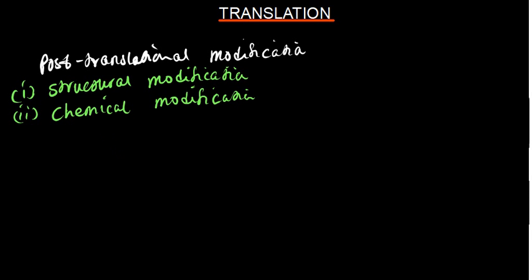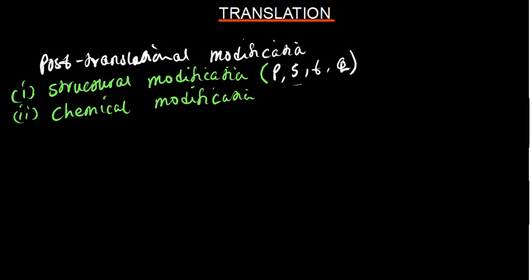Firstly, structural modification has to deal with modifying the structure to become one of the four types of proteins, which is primary, secondary, tertiary, or quaternary. This is what is known as structural modification, and it is done in the Golgi apparatus. Once it is modified structurally, that particular protein can be released to carry out its function in the cell.